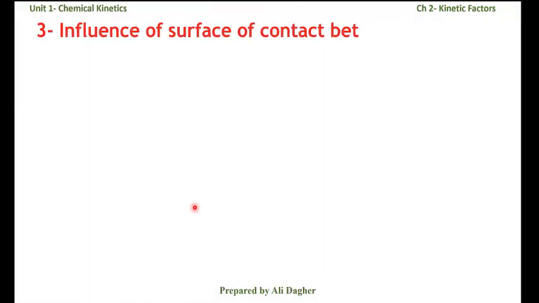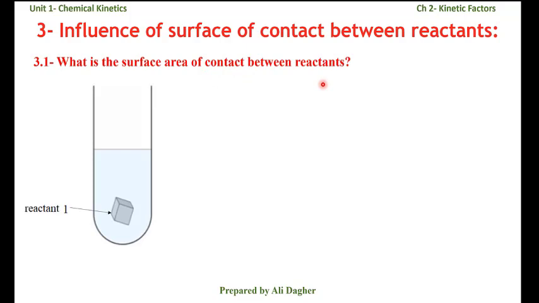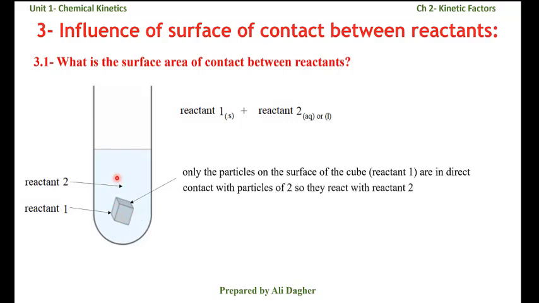Then the third kinetic factor is the surface area of contact between reactants. First, what is the surface area of contact between reactants? Consider the reaction between reactant 1, which is a solid, and reactant 2, which is a liquid or aqueous solution. Only the particles on the surface of the cube, the solid reactant, are in direct contact with particles of reactant 2, which is the liquid or the aqueous.